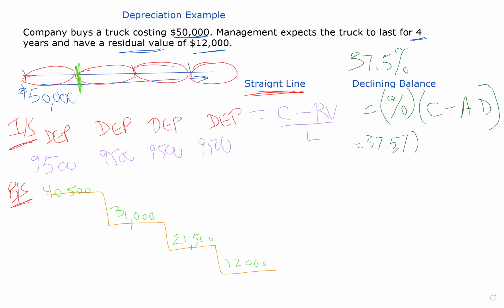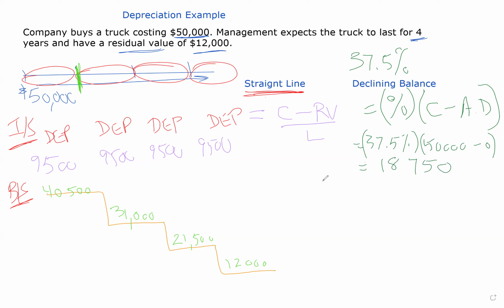37.5% times the cost, which is 50,000, minus the accumulated depreciation. Well, nothing is accumulated yet. So the first year's depreciation expense will be 18,750. Okay, there it is.